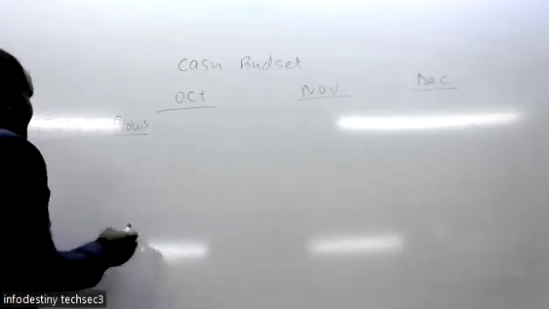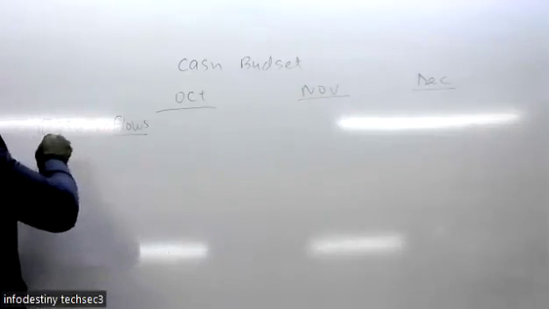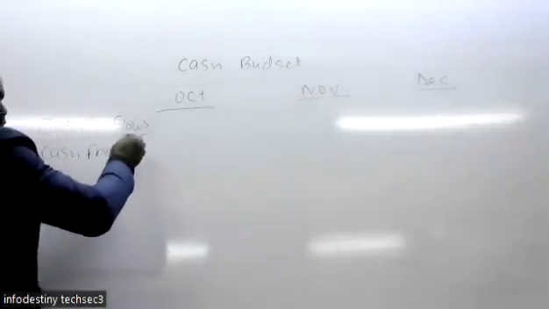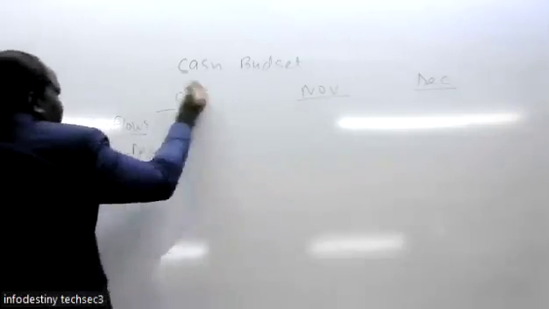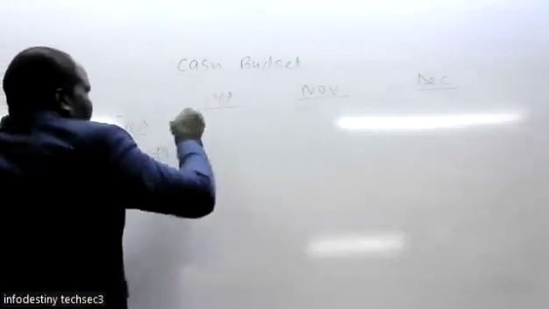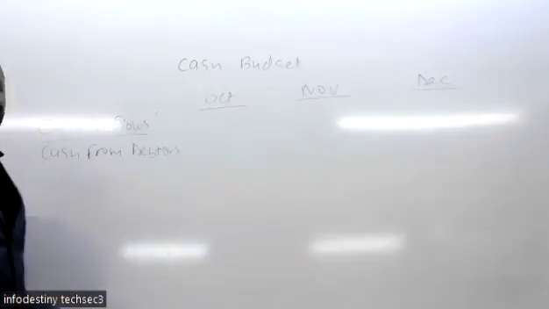We start off with what is supposed to be the cash inflows. So it is only one, the cash inflows. It will be cash from the debtors. It is what we refer to as cash from the debtors.